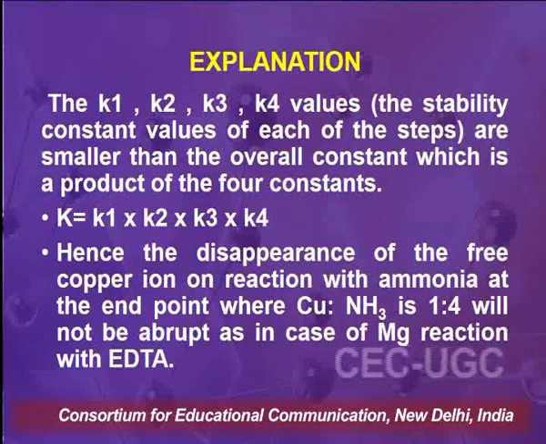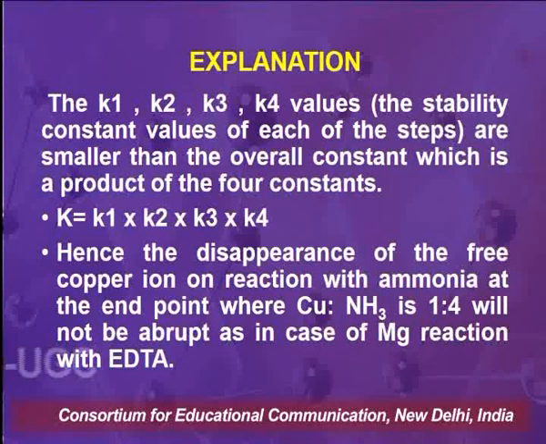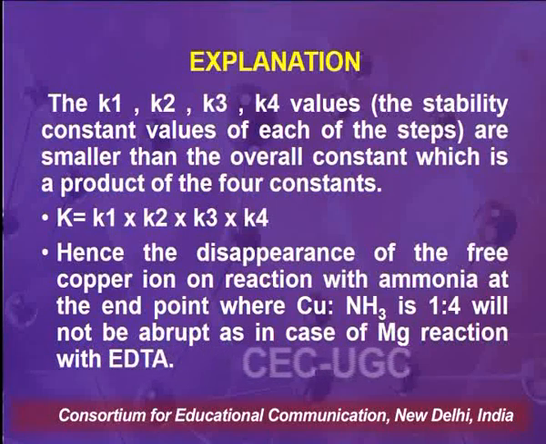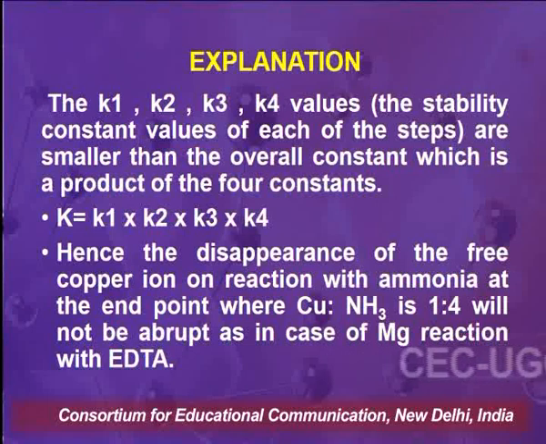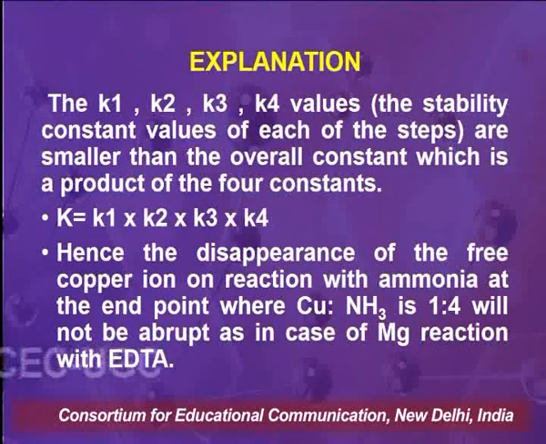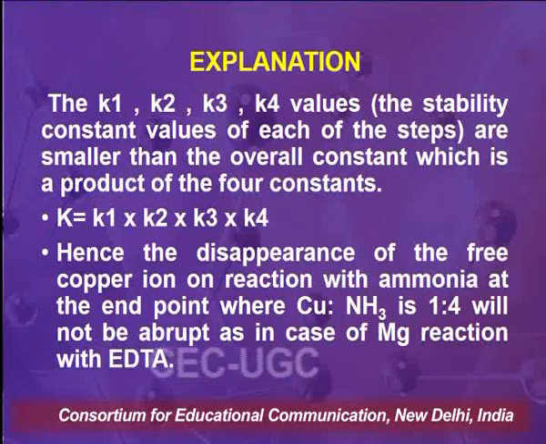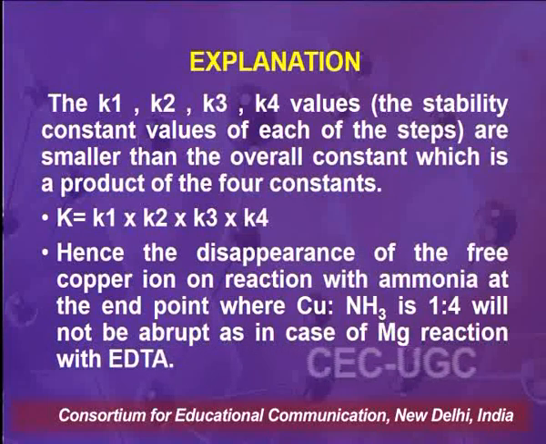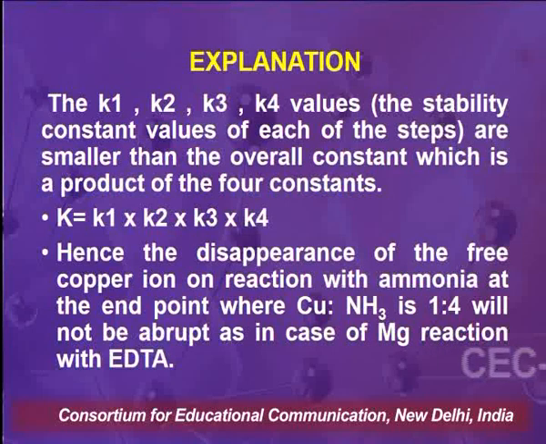Hence, the disappearance of the free copper ion on reaction with ammonia at the end point, where the ratio of copper to ammonia is 1:4, that is, 4 moles of ammonia have attached to 1 mole of copper, will not be abrupt as in the case of magnesium reaction with EDTA.